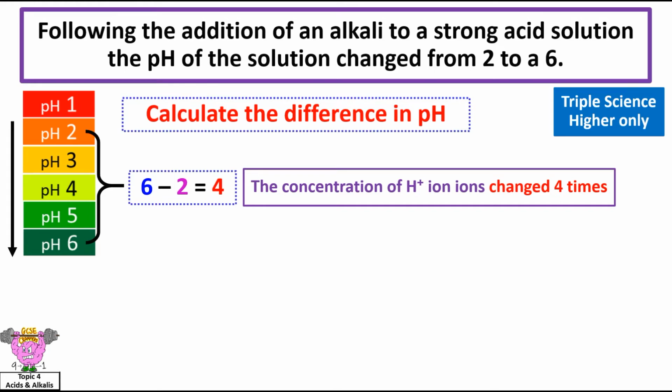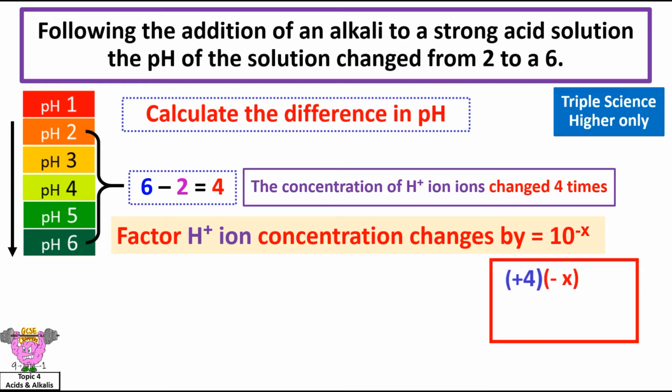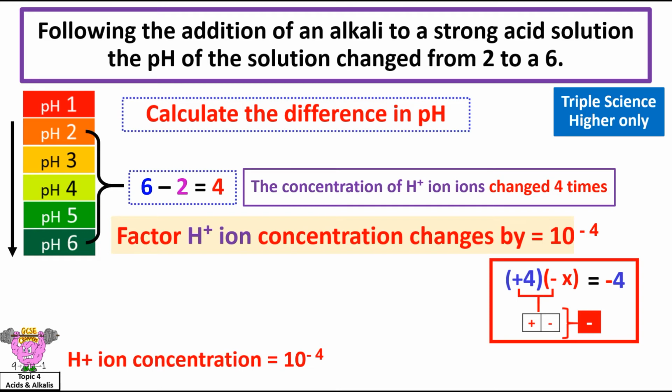Using the equation, factor H+ ion concentration changes by 10 to the power of -x. We must work out what -x is. We know the figure 4 will be substituted with the x in the equation, but will it be a negative or positive? In maths we know a plus and a minus makes a minus, so -x will be -4. Next, work out the H+ ion concentration, which equals 10 to the power of -4.